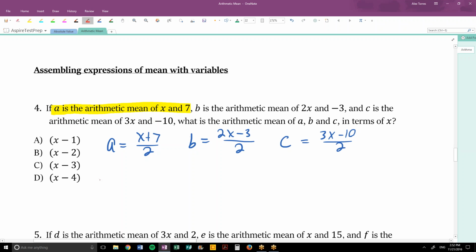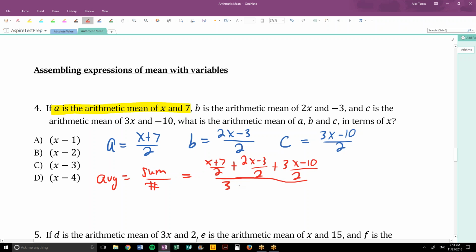Now the mean of A, B, and C is going to be the sum of the 3 over the number of pieces. A, B, and C is 3 pieces. The sum of them is x plus 7 over 2, plus 2x minus 3 over 2, plus 3x minus 10 over 2. And all of that is being divided by 3.